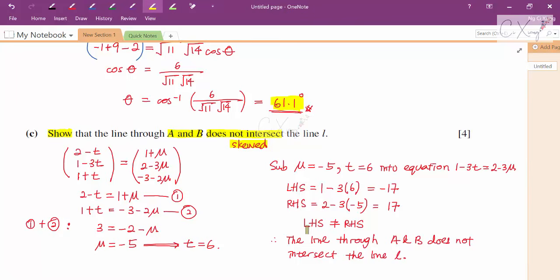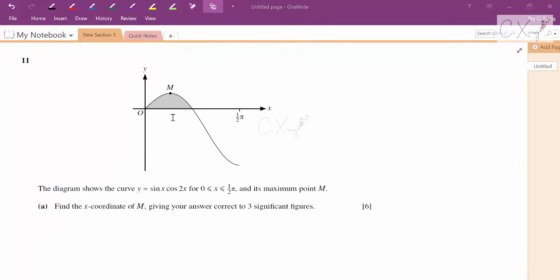Okay, so we have to make a conclusion because the left hand side value is not equal to the right hand side value from what we proved here. Right, so this is how we solve question number 10. Okay, so we have now come to the very last question for this paper.